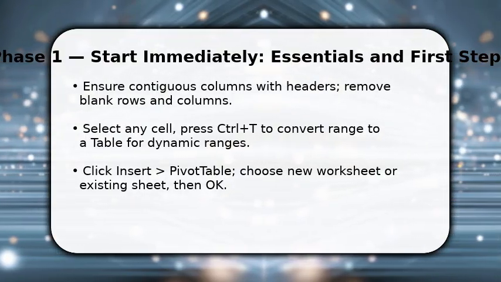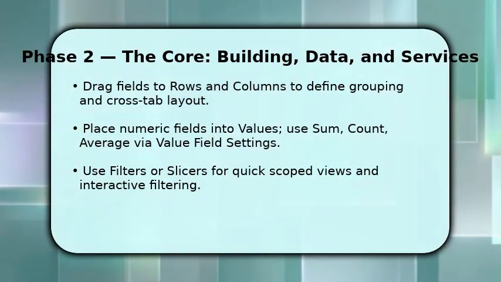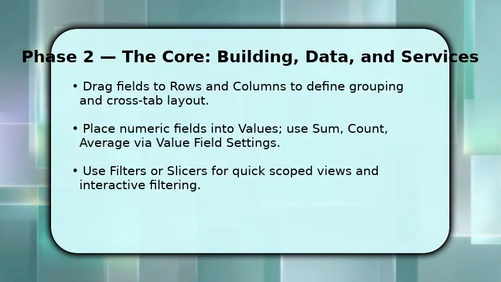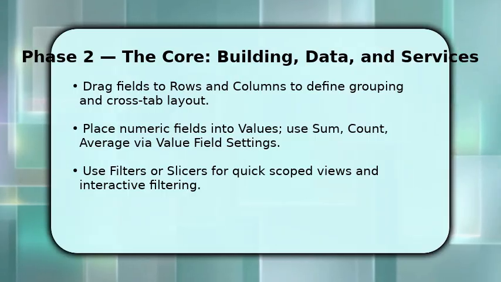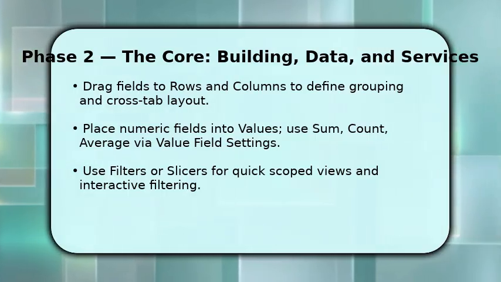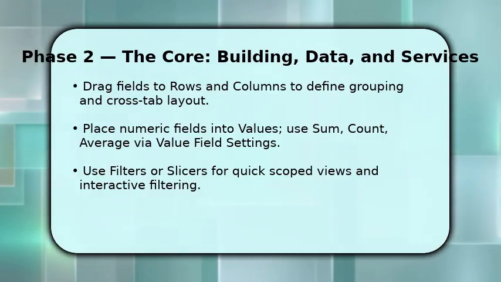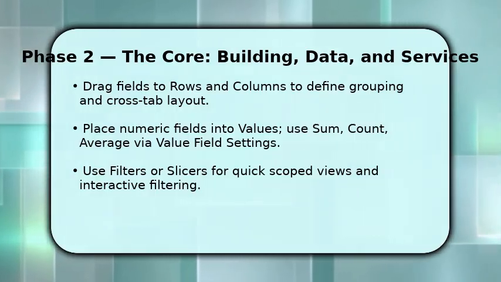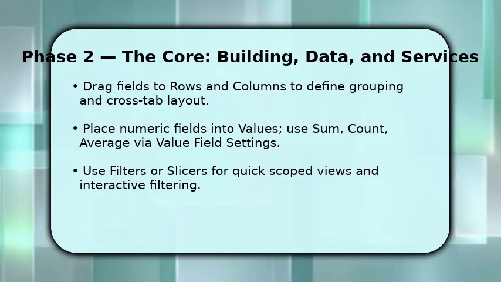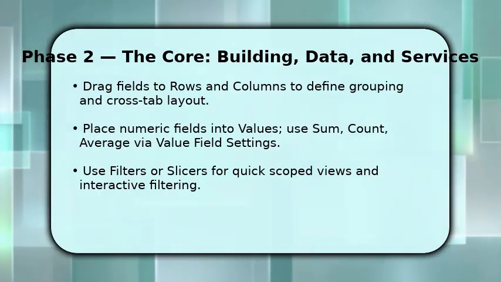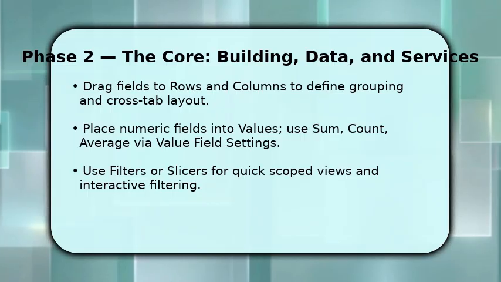Drag descriptive fields like product or date into rows to group, and category fields into columns to cross-tabulate. Then drag numeric fields into values. Excel defaults to sum or count, so open value field settings to switch to average, max, or custom calculations when needed. Once done, add a filter or insert a slicer for interactive filtering.